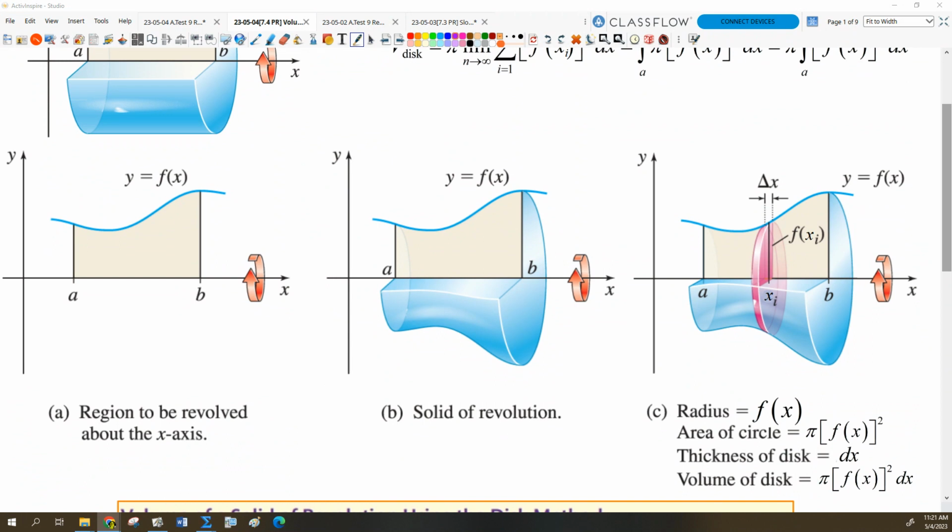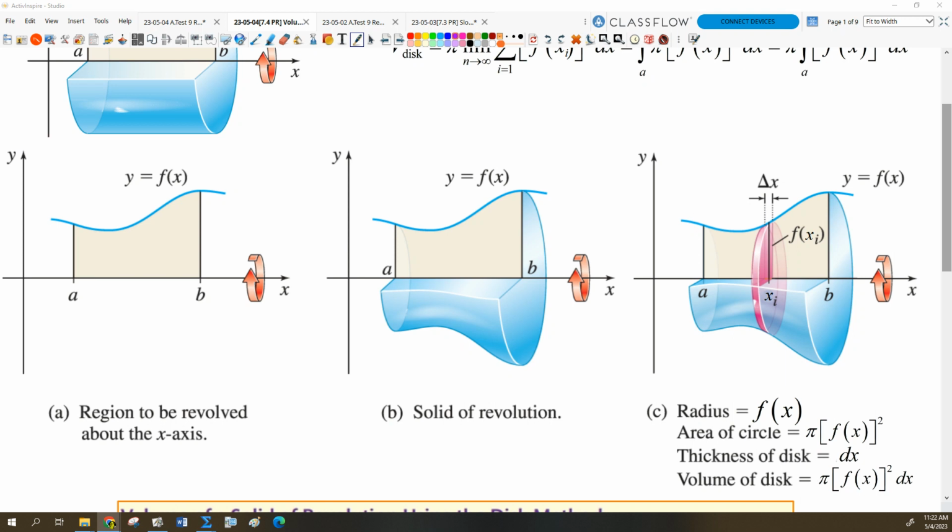What if our upper boundary of our area was a curve and not just a horizontal line? Like if we had the function y equals f of x, and I revolve that thing around the x-axis, I'm going to create this weird kind of a shape. If I turned it upright, it would look like a pedestal or something, right? Everybody see what I'm saying?